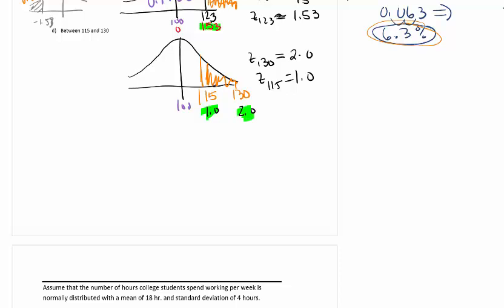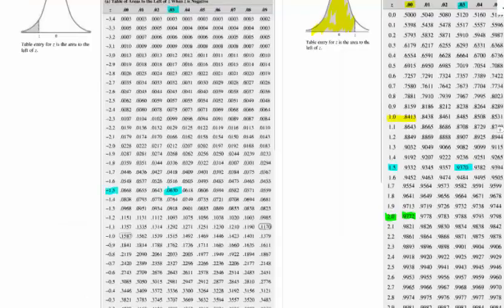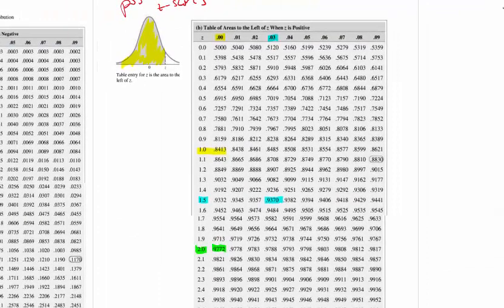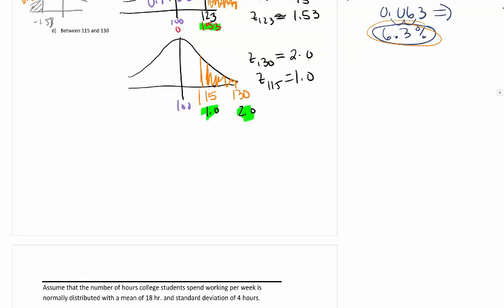So I'm going to start with my right-hand piece, which is the 2.0. So if I look at my chart, and we're looking at the green one here, 2.0 was the 0.9772. So that means this whole piece is 0.9772. I don't want to include the part here, and I'm going to highlight it just so you can see. This part I need to take off.